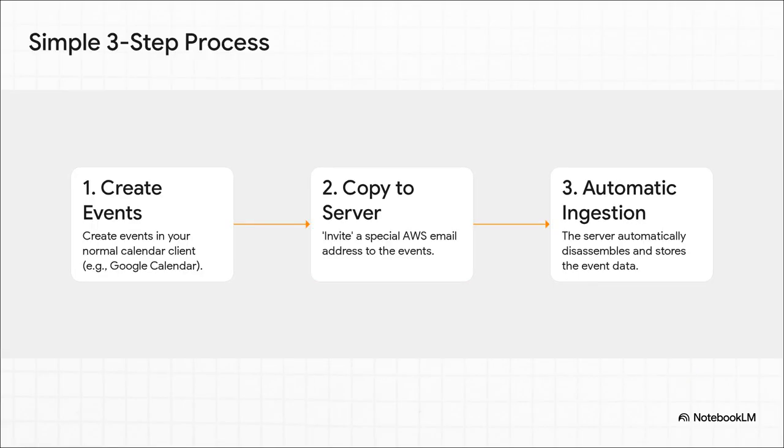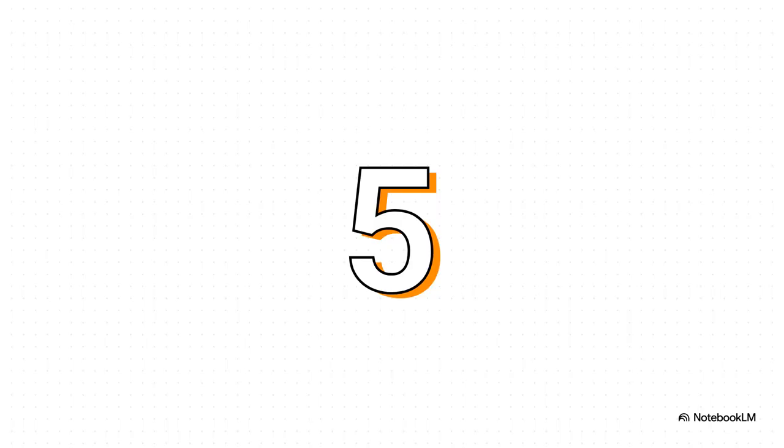So for the person who's actually managing all of these events, the workflow is just incredibly simple. Let's use that Major League Baseball example from the source material. You could import a file with all 162 baseball games into your Google Calendar. Then you just invite or copy those events to your server's special email address, and that's your job done. The server handles everything else automatically. Just think about how efficient that is. Getting an entire 162-game baseball season prepped and ready for the server takes about 5 minutes.